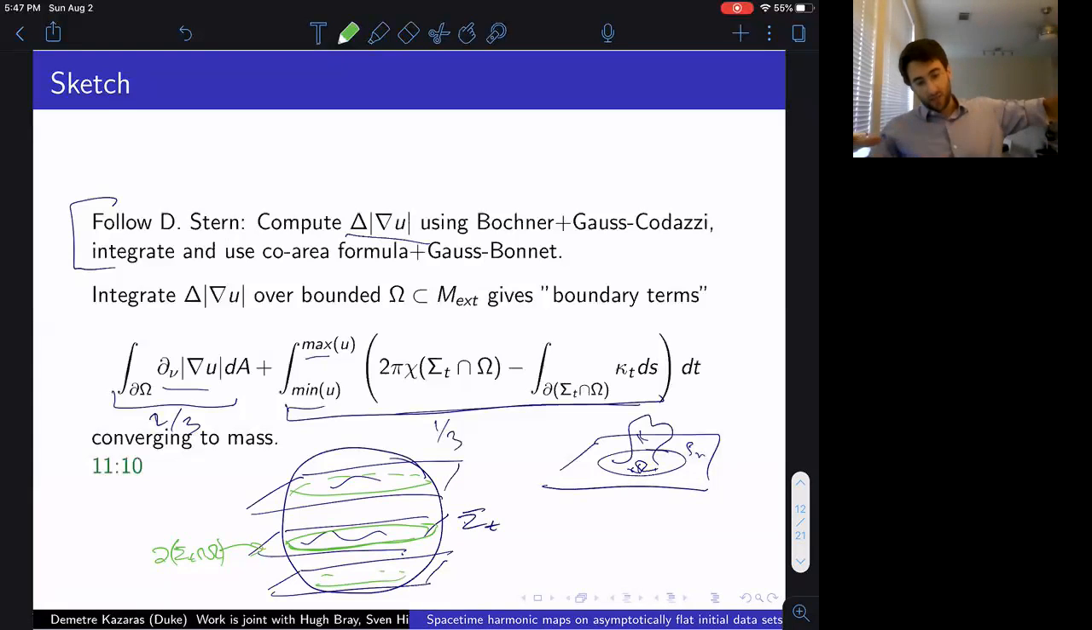So the sigma t's resemble planes as you go further and further out. You would imagine that if you intersect with, say, a ball in your manifold, the intersection would resemble a round circle, but not exactly, because your level sets are not exactly planes, and the deviation from being planes is a measurement of the mass of the manifold.